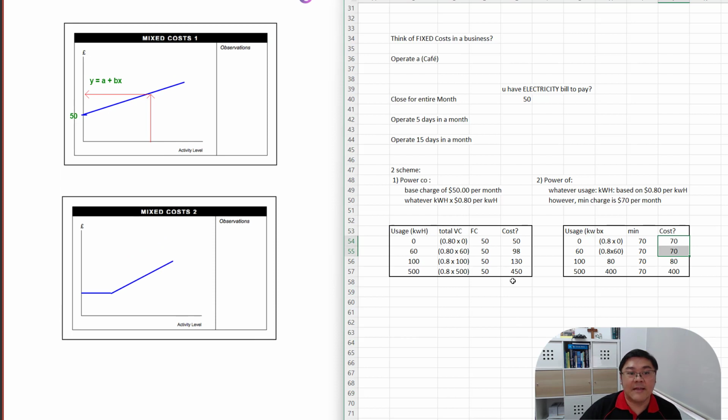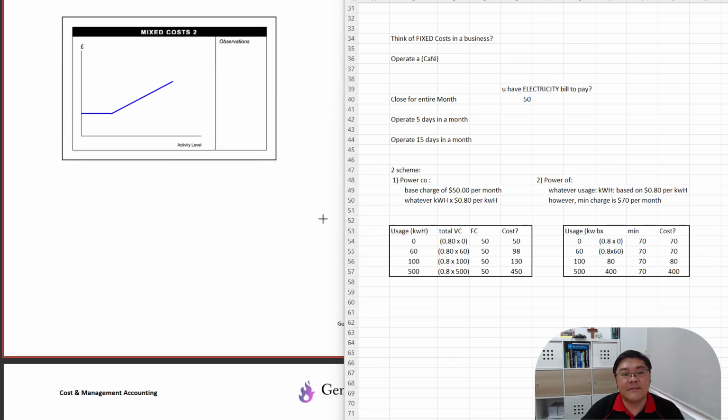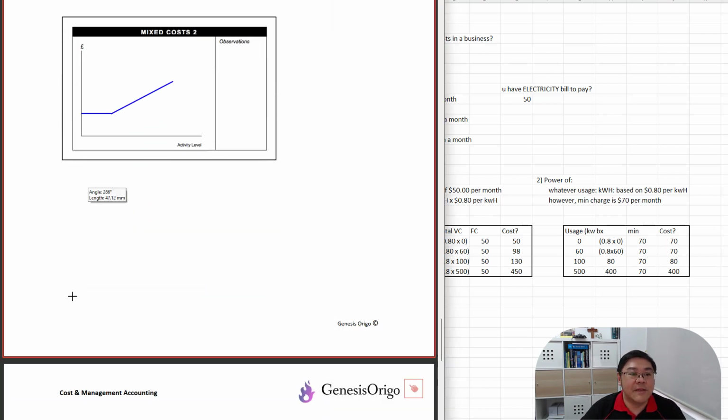So you realize that I'm giving you different ways in businesses where the mixed cost element could come in. I thought that this is just something that's not so much for study, but more for your knowledge. Now, would you be able to think of a mixed cost line that is like this?